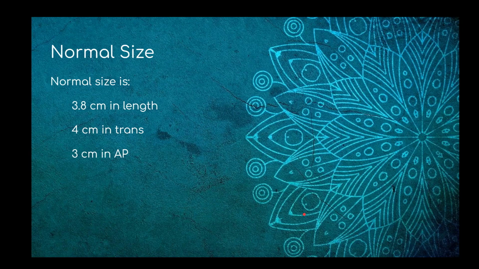The normal size of the prostate is 3.8 centimeters in length, 4 centimeters in trans, and 3 centimeters in AP. The number that I would recall mostly is this 4 centimeters in trans. And I say that because when you are doing ultrasounds for kidneys and you go down to the bladder, you can actually see the prostate fairly well behind a full bladder.